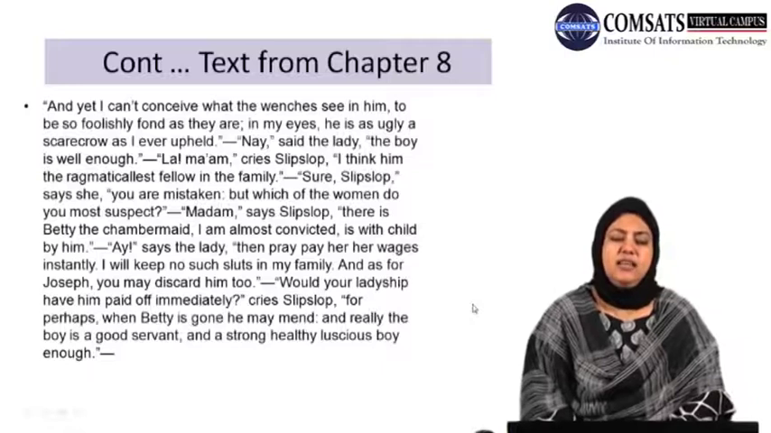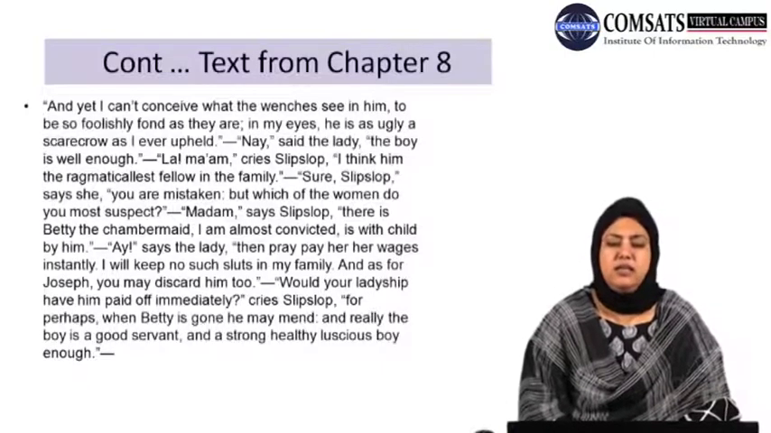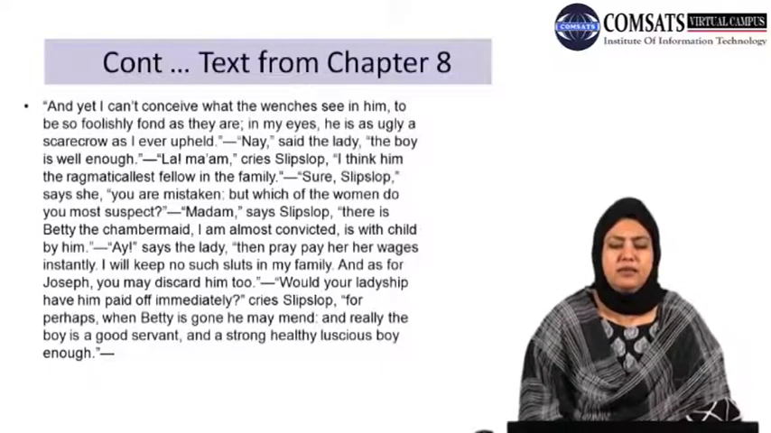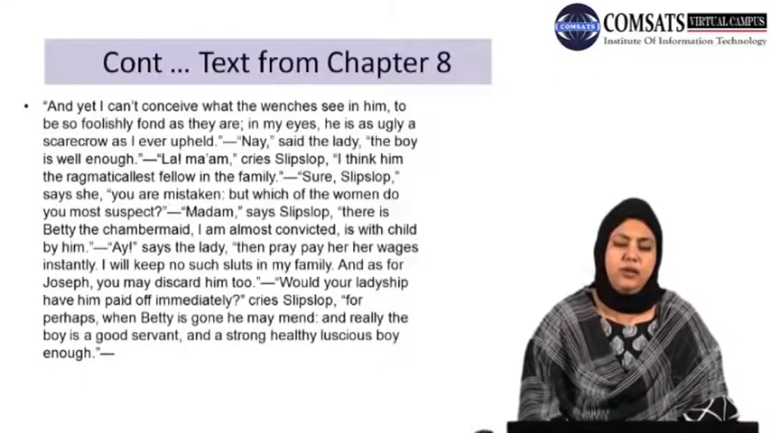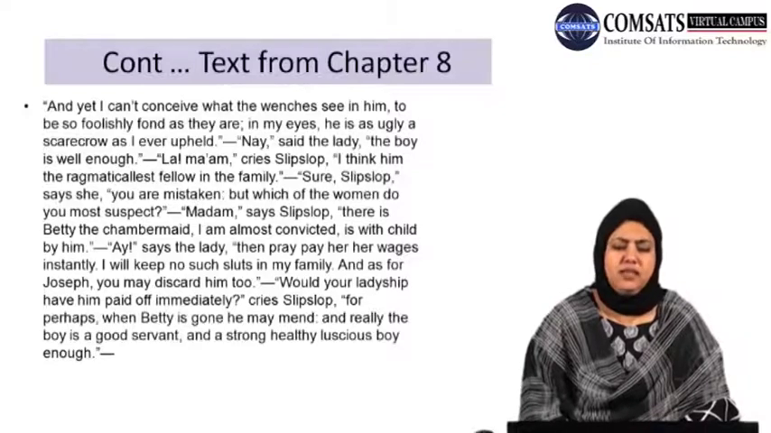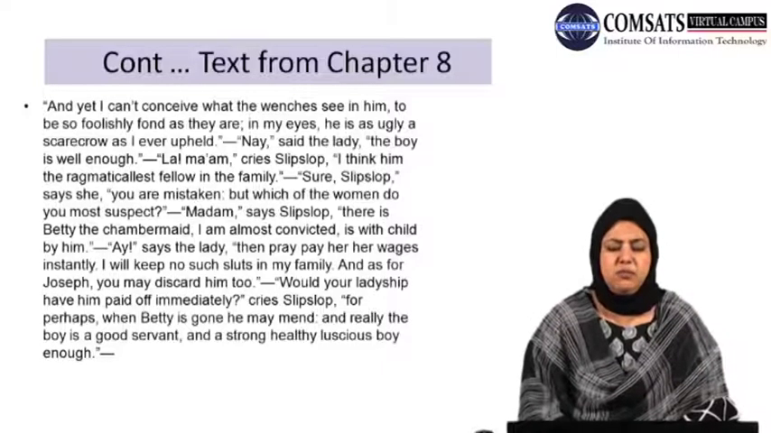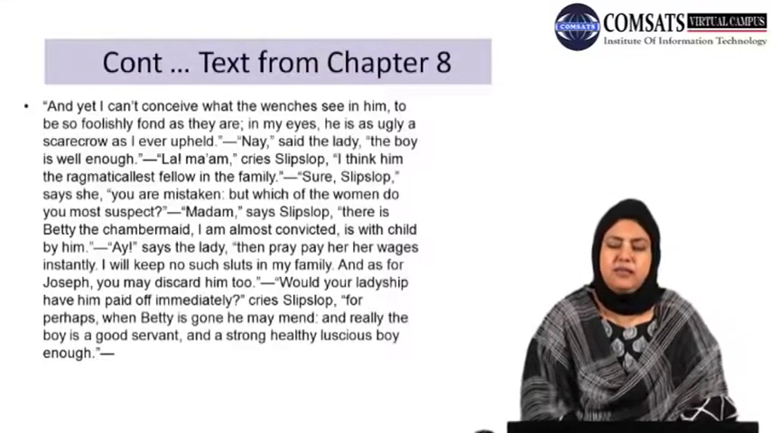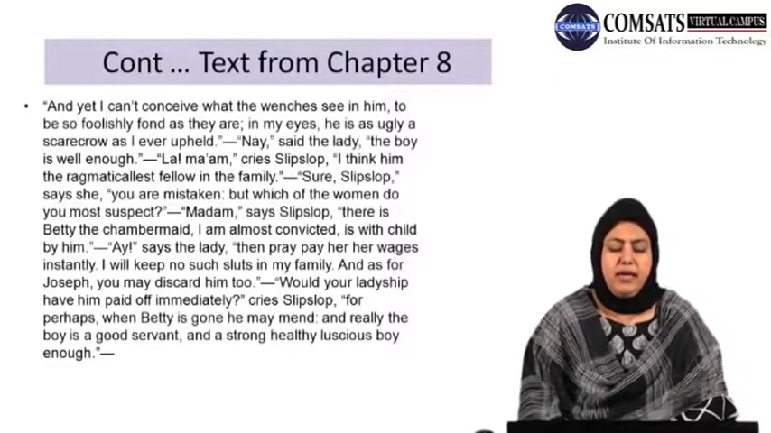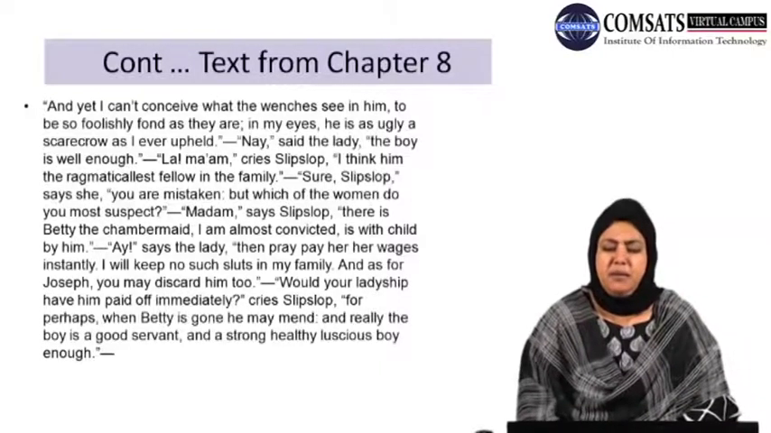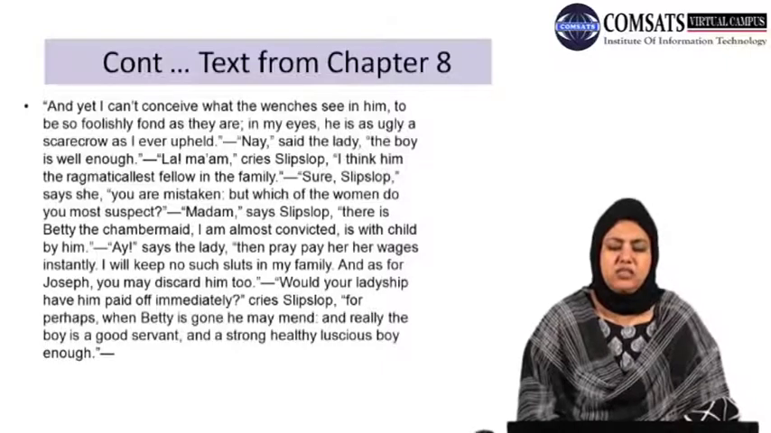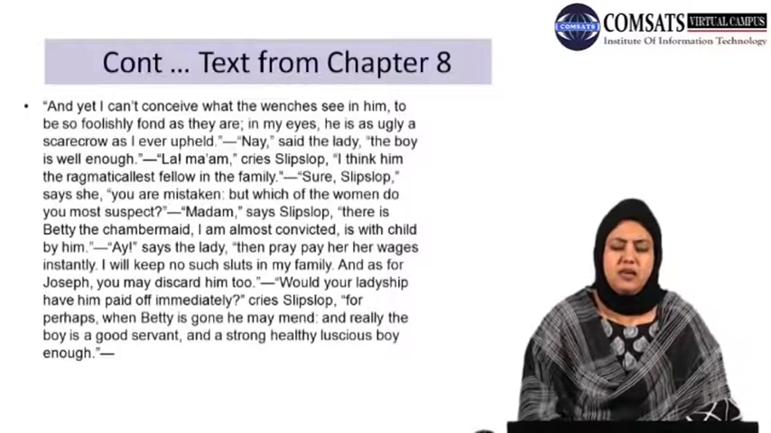The text continues, "And yet I can't conceive what the wenches see in him to be so foolishly fond as they are. In my eyes he is as ugly a scarecrow as I ever beheld." "Nay," said the lady, "the boy is well enough." "La, ma'am," cried Slipslop, "I think him the ragmaticalest fellow in the family." "Sure, Slipslop," says she, "you are mistaken, but which of the women do you most suspect?" "Madam," says Slipslop, "there is Betty the chambermaid. I am almost convinced she is with child by him." "Eh," says the lady, "then pray pay her wages instantly. I will keep no such sluts in my family. And as for Joseph, you may discard him too."